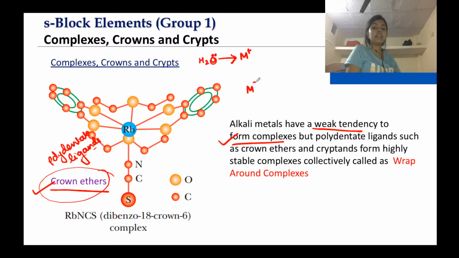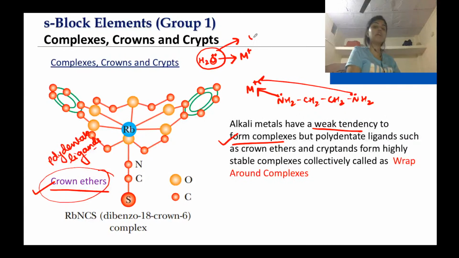Now let us say I have a molecule like NH2, CH2, CH2, NH2. There are two lone pairs here, so this molecule will donate its electrons through this nitrogen and also through this nitrogen. Molecules which combine through only one atom are known as unidentate or monodentate, and those which use more than one atom for donation are known as polydentate ligands.